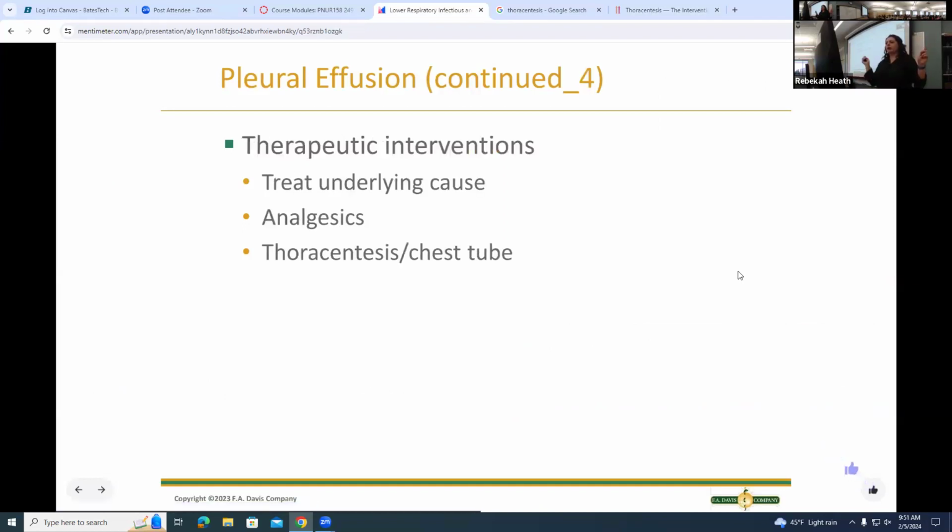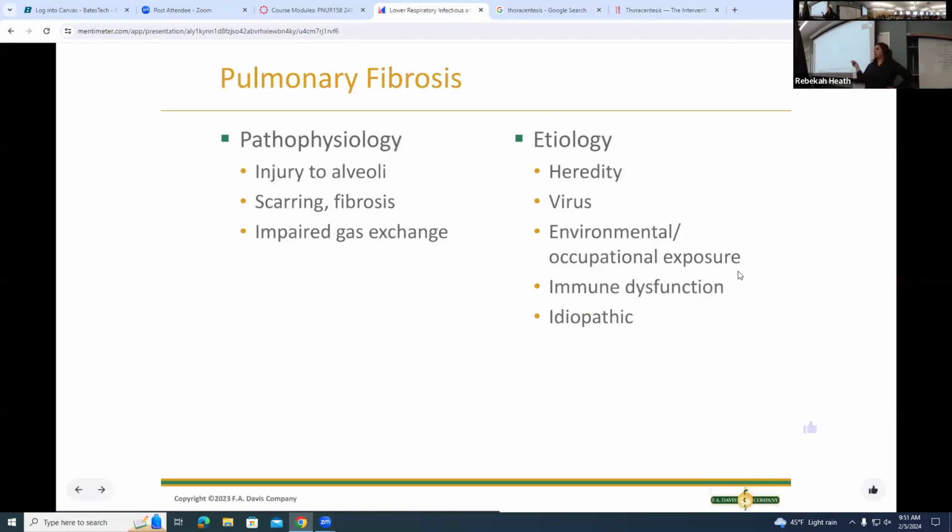We want to figure out what caused it and treat that. We might do a thoracentesis. If it keeps building up recurrently, we might put in a chest tube, which we'll talk more about in a little bit. So pulmonary fibrosis, that's another restrictive disease. That's one where you have fibrosis or scarring that happens throughout the lung tissue. So in that, it's not that we have something pushing in on the lungs, like with the pleural effusion, it's that the lungs aren't able to expand and contract normally because of that scar tissue.